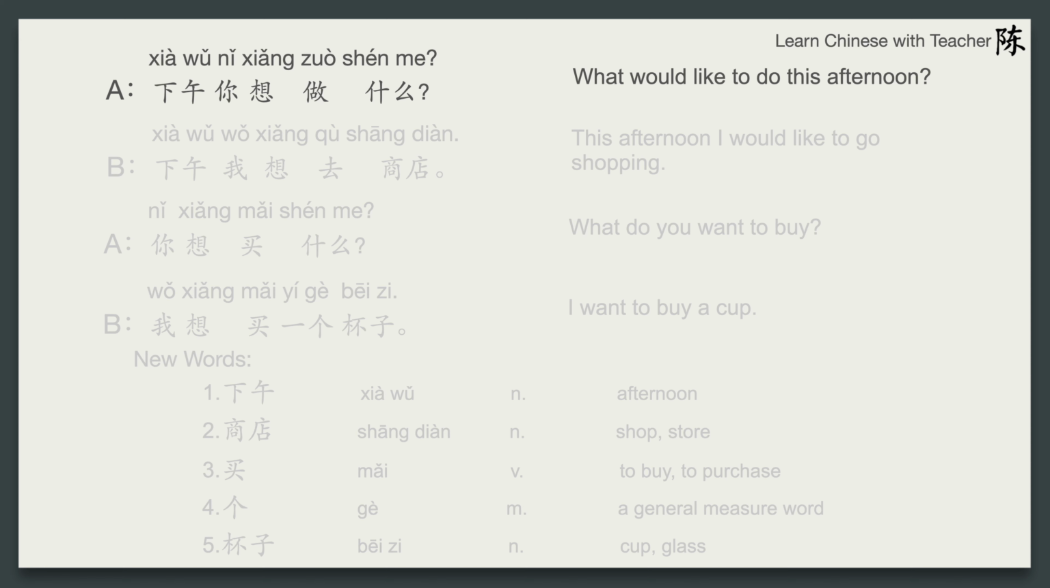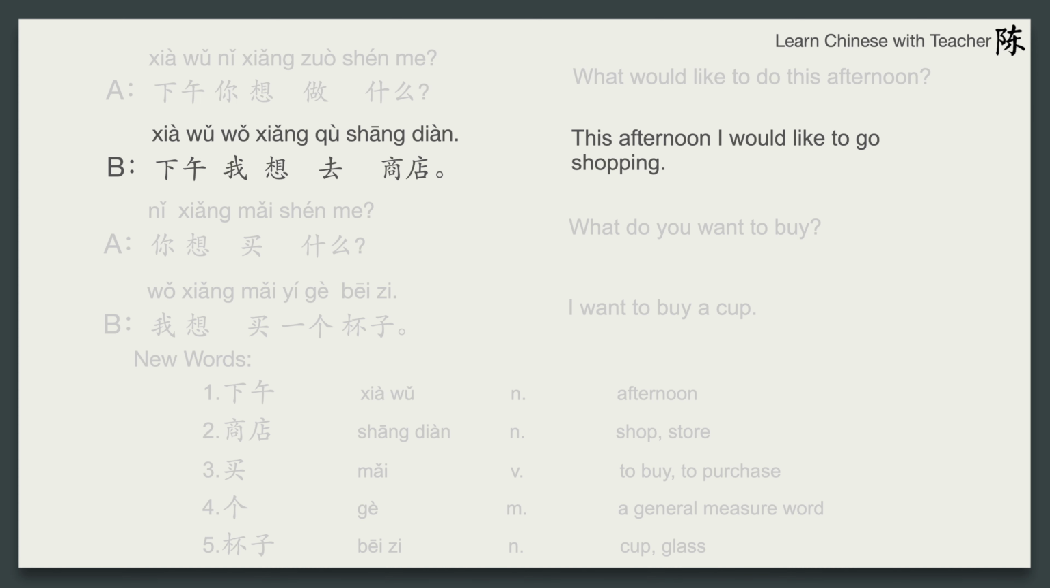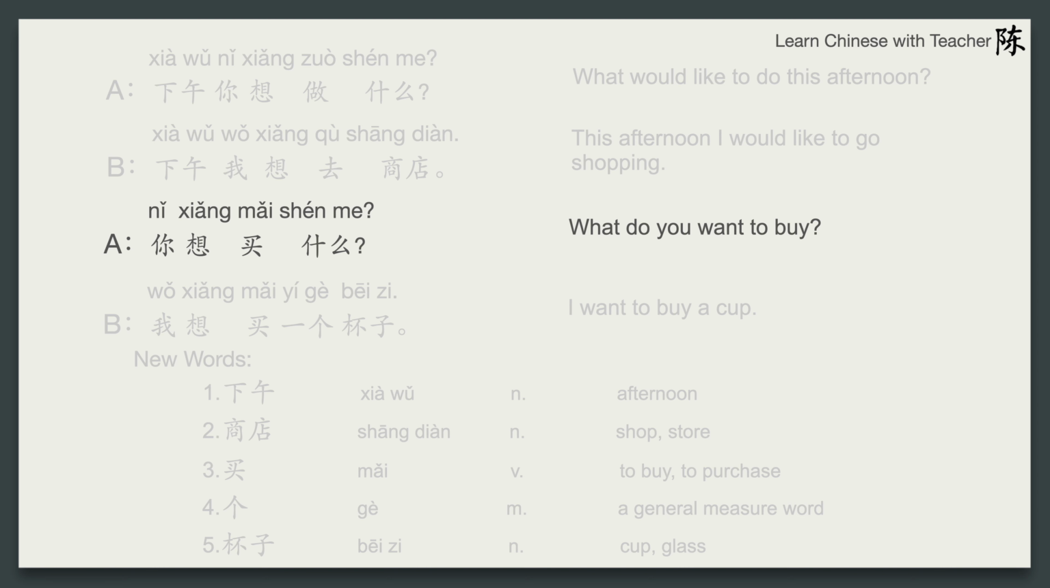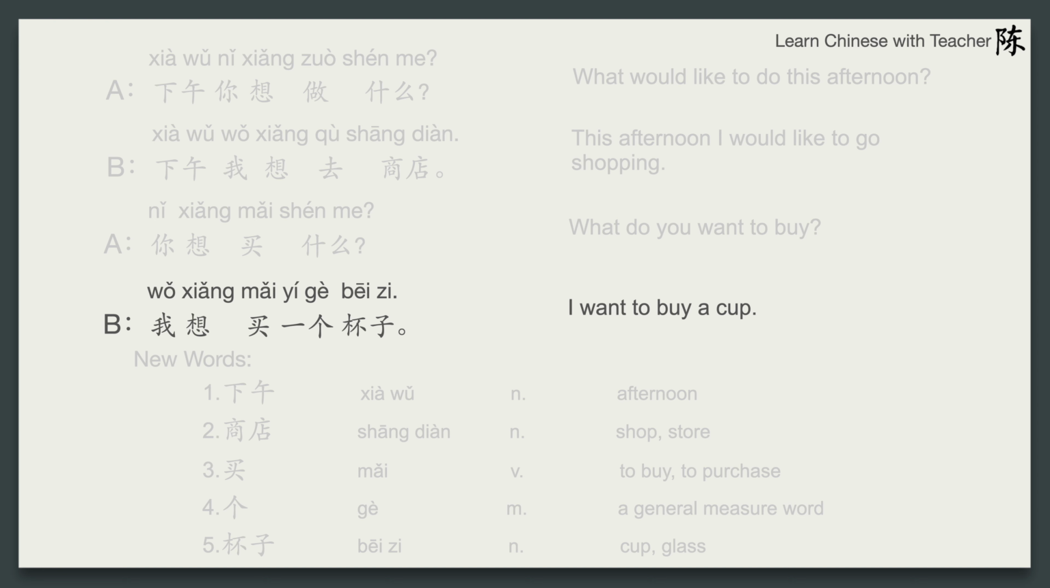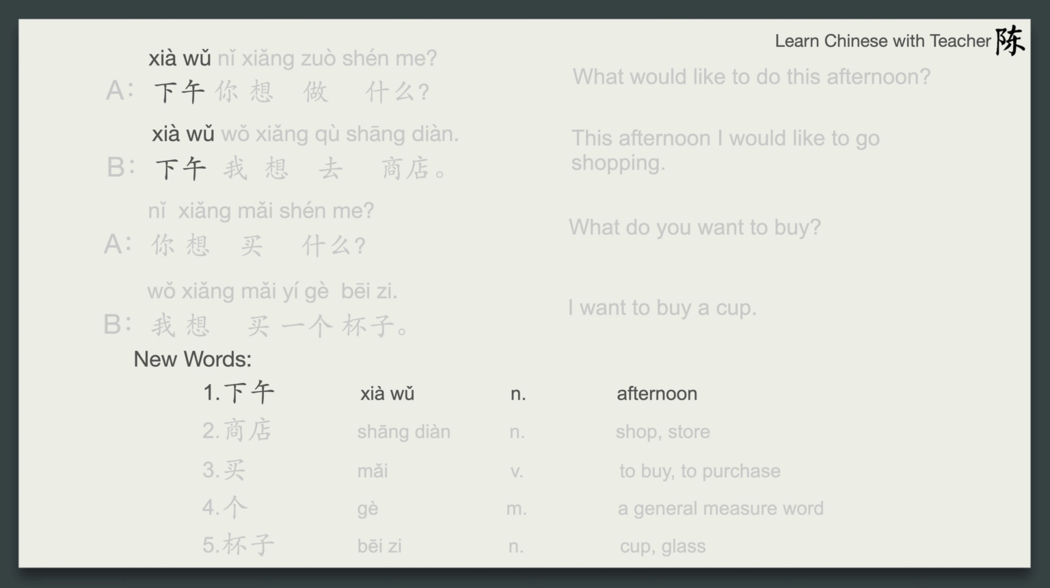第二个对话，下午你想做什么？下午我想去商店。你想买什么？我想买一个杯子。下午 is a noun, means afternoon. 商店 is also a noun, means shop or store. 买 is a verb, means to buy or to purchase. 个 is a measure word. It's a general measure word. I'll explain it later in detail in this lesson. 杯子 is a noun, means cup or glass.